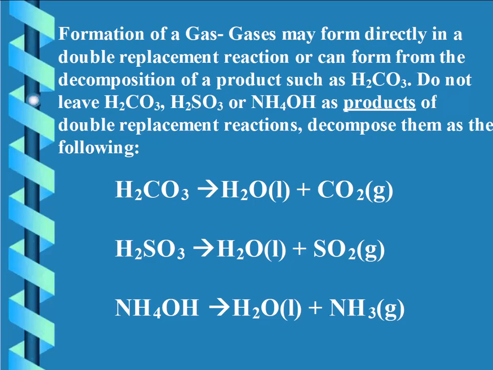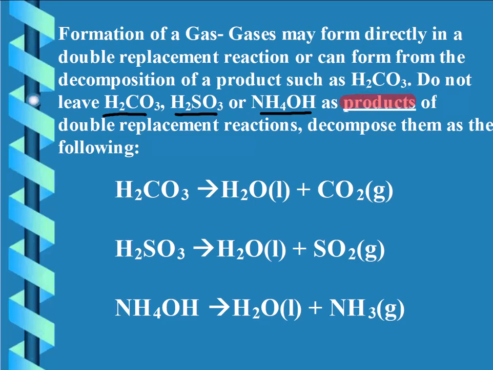We can also form a gas directly in a double replacement reaction, but we can also have the decomposition of a product such as carbonic acid. There's 3 compounds that you should be aware of that generally do not exist as products because they're going to start breaking down as soon as they're formed. And that's carbonic acid, sulfuric acid, and ammonium hydroxide.